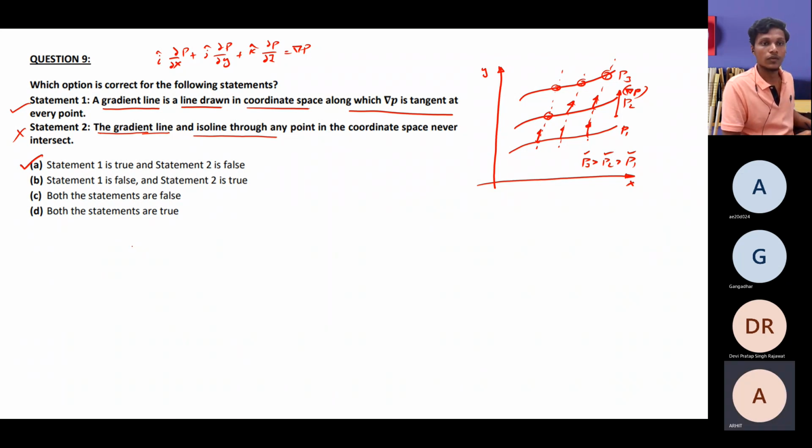Sir. Hello? Yes, sir. Sir, can you just define these iso lines, the gradient line and iso line?